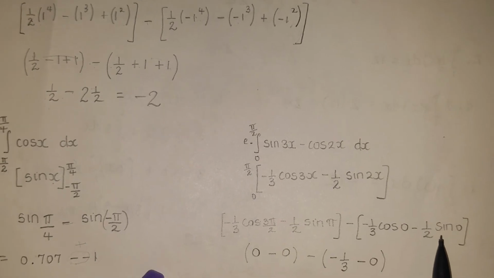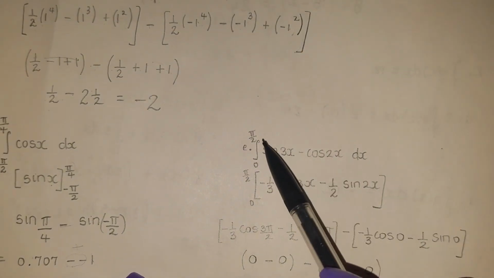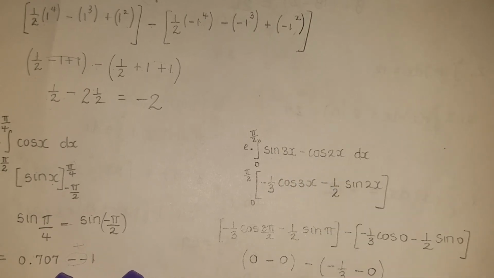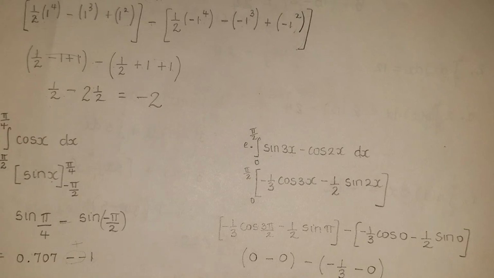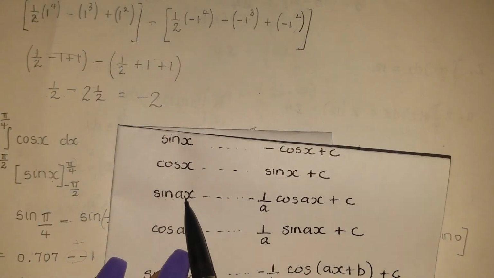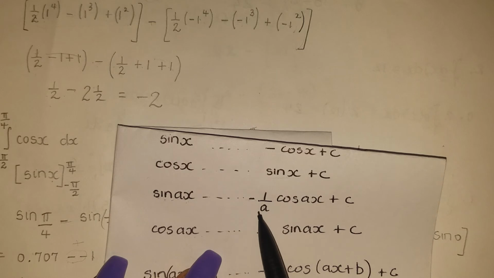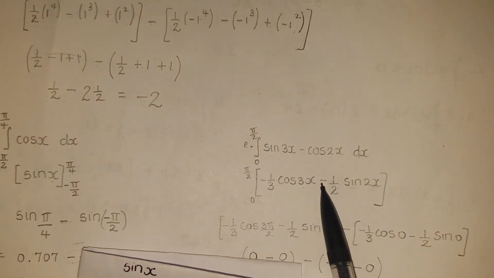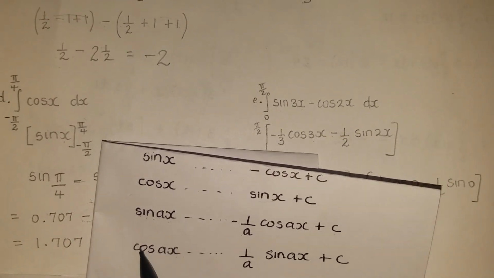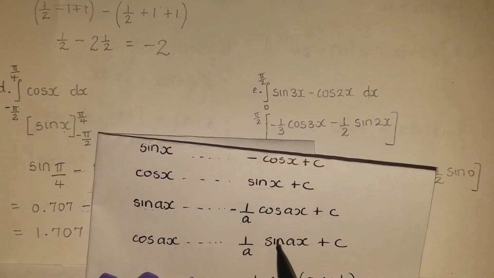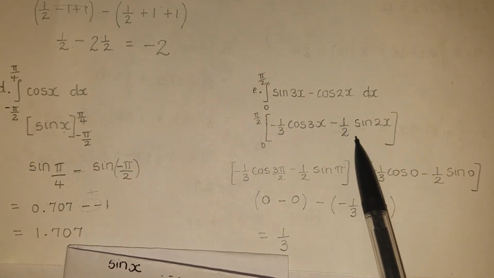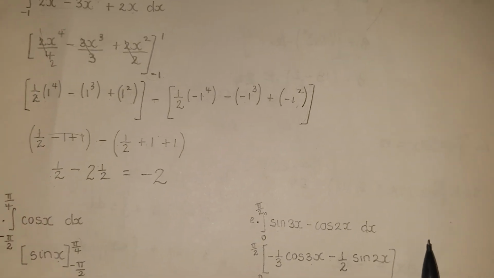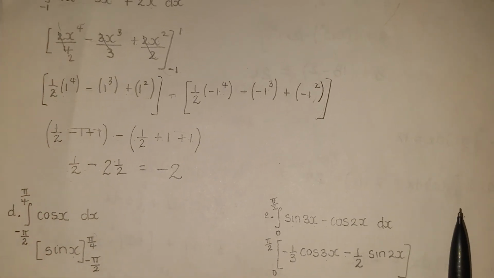In our last question, we have the integral from 0 to pi over 2 of sine 3x minus cos 2x. Now if I integrate sine 3x, I will get negative 1 over 3 cos 3x, as you see here. The minus sign goes back. And for cos 2x, I will get 1 over 2 sine 2x, as you see here. So now we have integrated our function. We can now plug in the upper and lower limit.